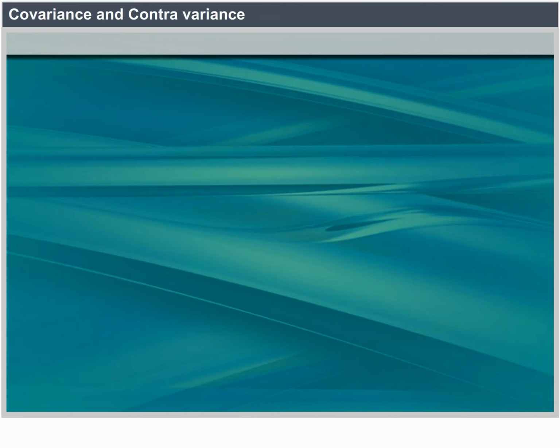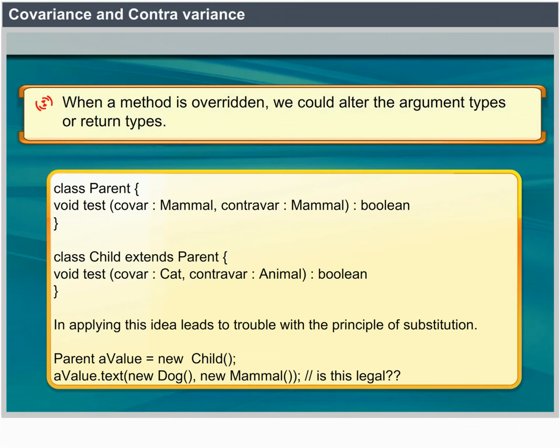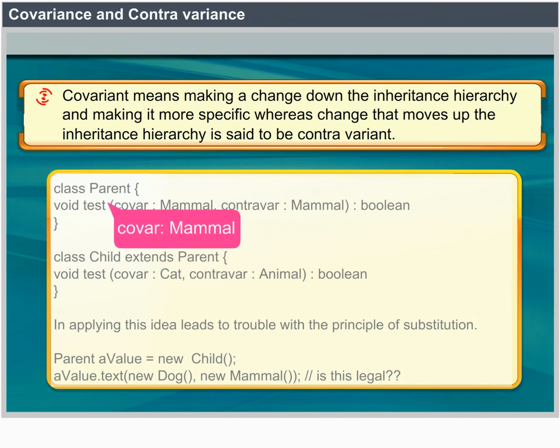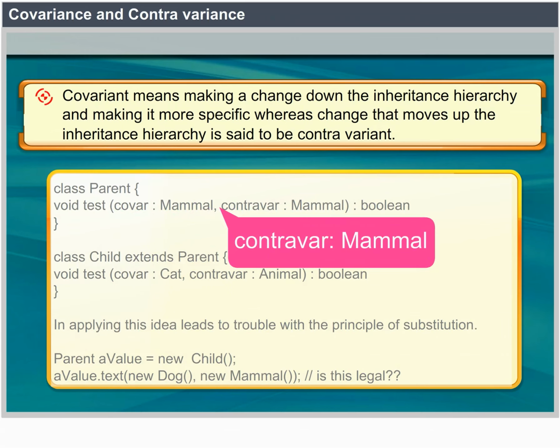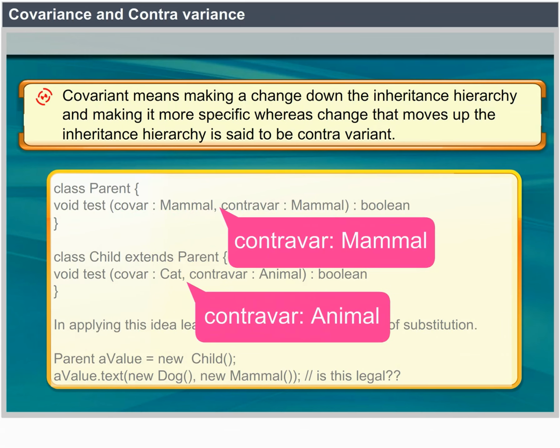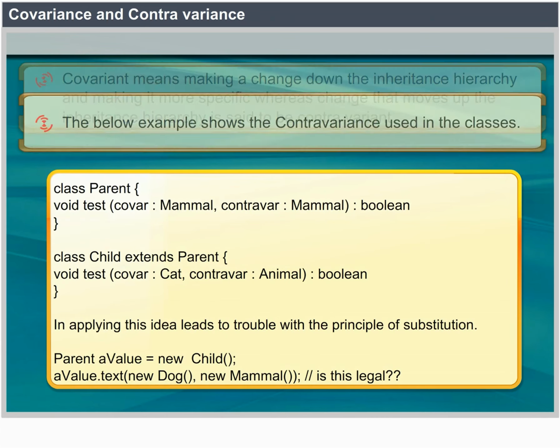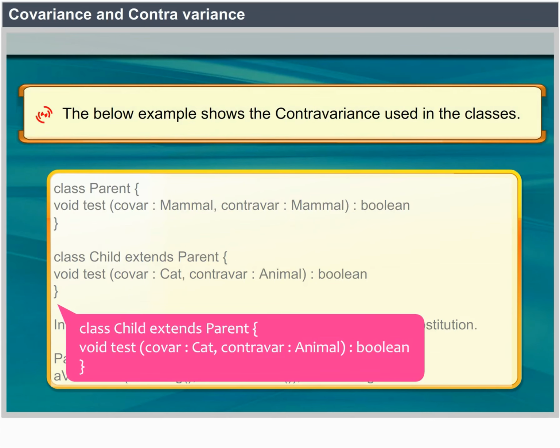Covariance and contravariance. When a method is overridden, we could alter the argument types or return types. Covariant means making a change down the inheritance hierarchy, making it more specific, whereas a change that moves up the inheritance hierarchy is said to be contravariant. The below example shows the contravariance used in the classes.